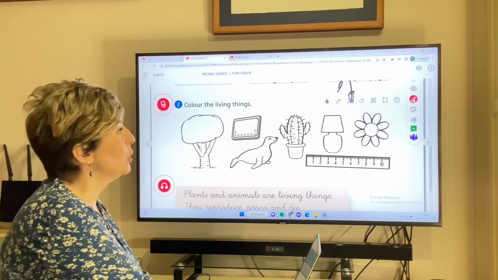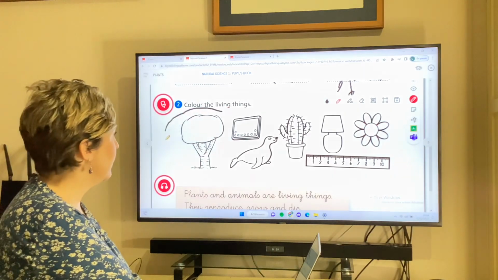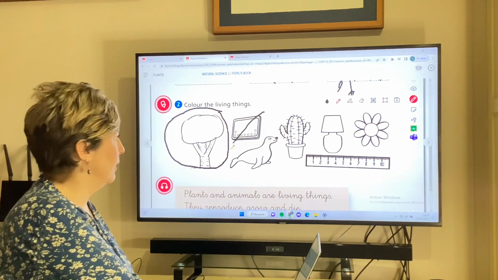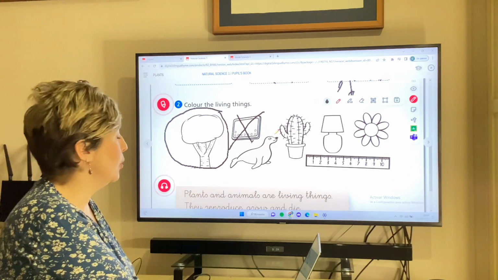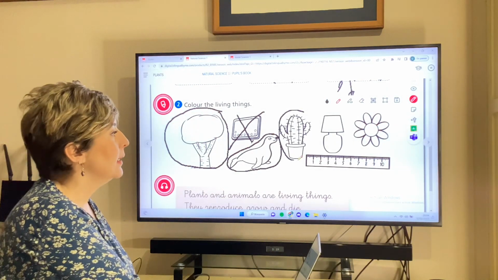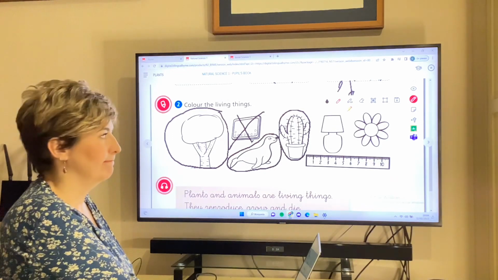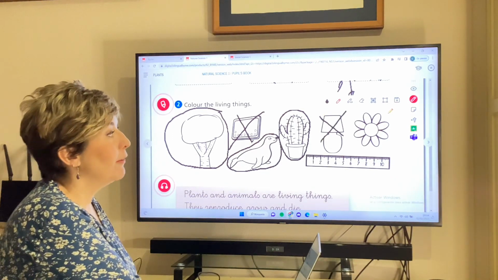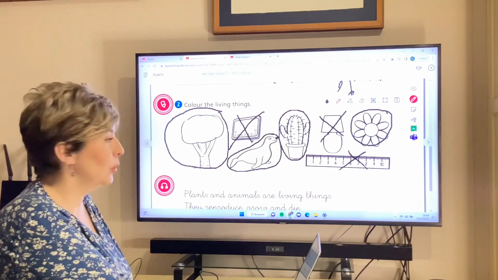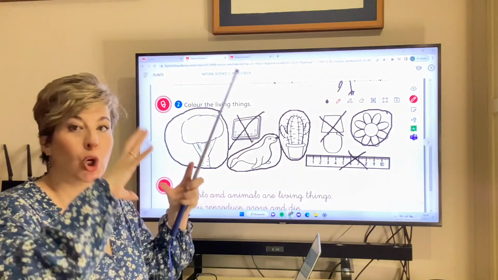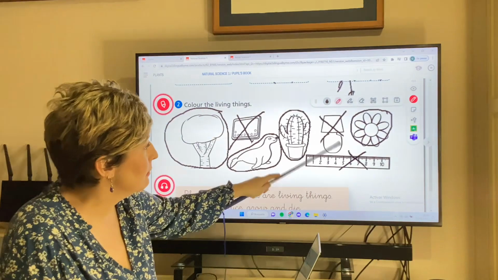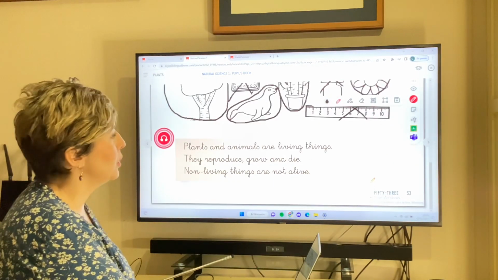What's a living thing and what's a non-living thing? Okay, a tree is a living thing. It's born, grows, reproduces, and dies. A computer or a tablet or whatever that is a non-living thing. A seal, a living thing. A cactus is a living thing. A lamp, a non-living thing. A flower, a living thing. And a ruler, a non-living thing. Okay? Because living things are born, grow, reproduce, and die. And these things are not born, they don't grow, they don't reproduce, and they don't die.